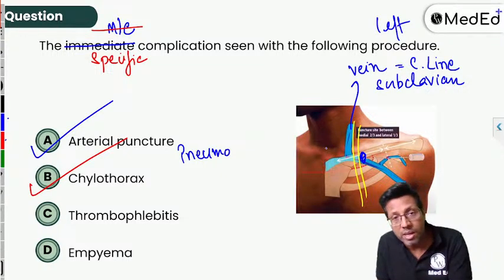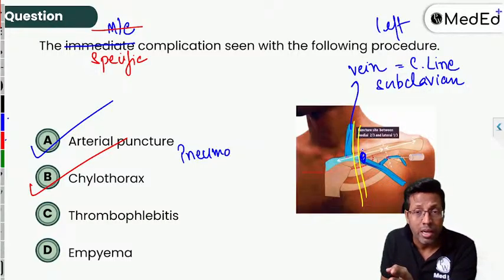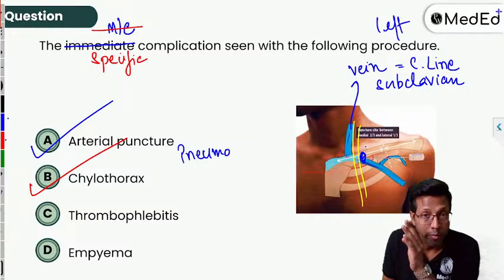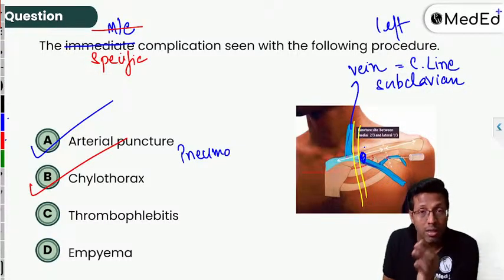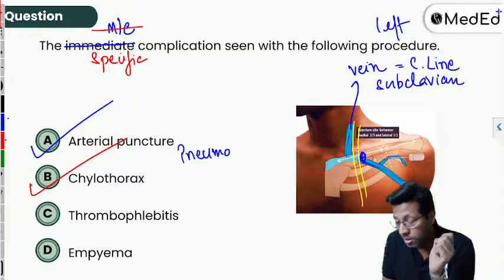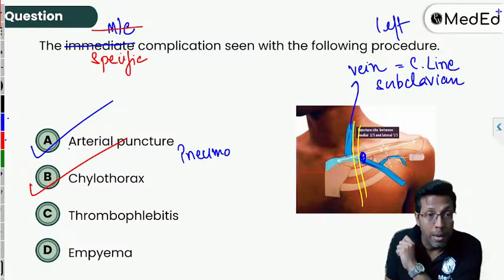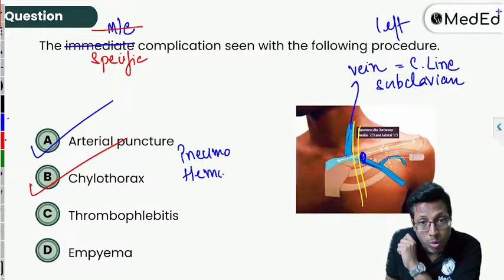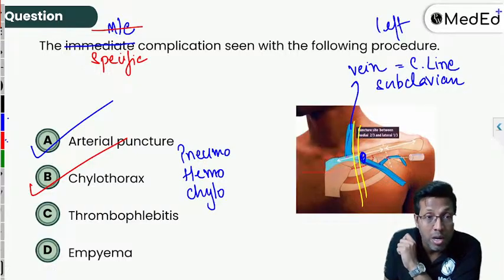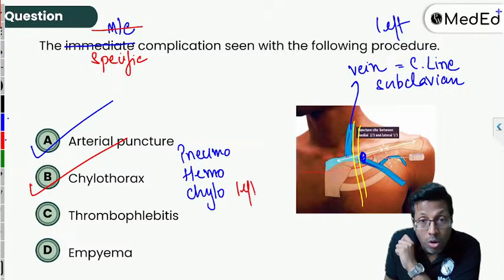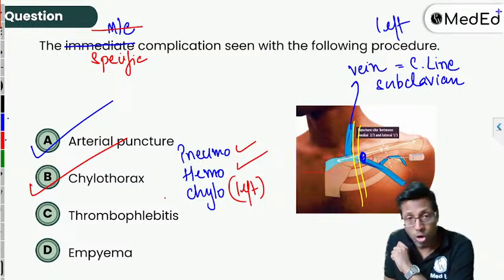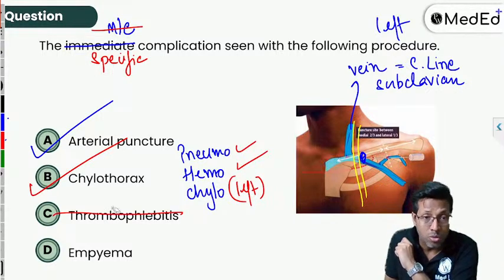It happens on the left side. So therefore, on the left side, if you have punctured or cut the thoracic duct, you might get chylothorax as a complication. So that's the question which was asked. I agree with you. Pneumothorax more common, right? Most common. Hemothorax is also there. And of course, you get chylothorax. So you must have read this also. All the three are there. But remember, chylothorax happens only on the left side, and these can happen on both sides. Okay. Thrombophlebitis is out and empyema is also out.